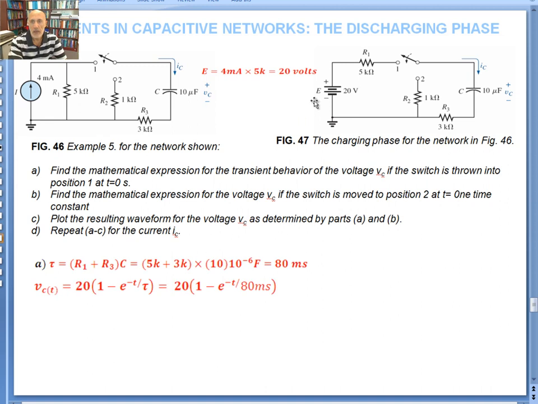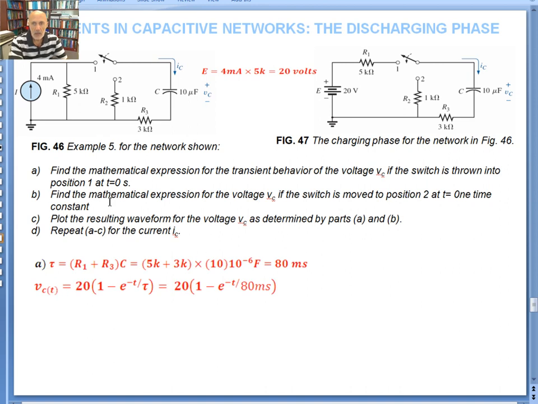Then you calculate the time constant, but you have to be careful when you're charging. You still have this 3 kilo ohms in the circuit, so you're charging through 5K and 3K, which is 8K, times 10 microfarad. That gives you an 80 millisecond time constant. Just plug it into the equation: 20 is the voltage, e to the minus t over tau, so that's 20 e to the minus t divided by 80 milliseconds for the time constant.